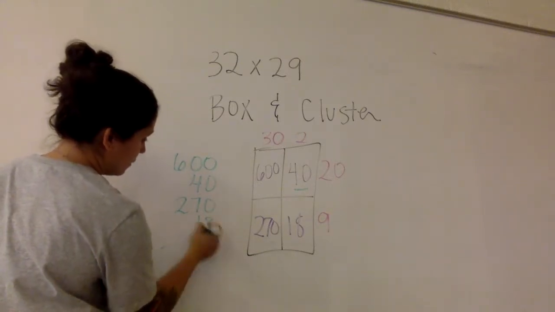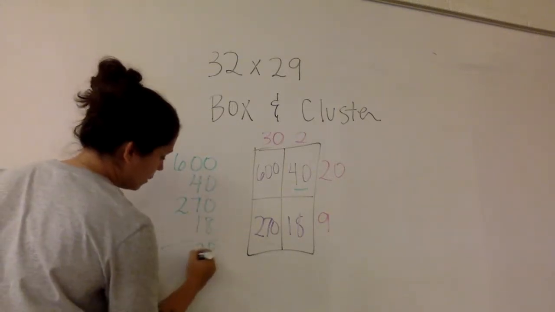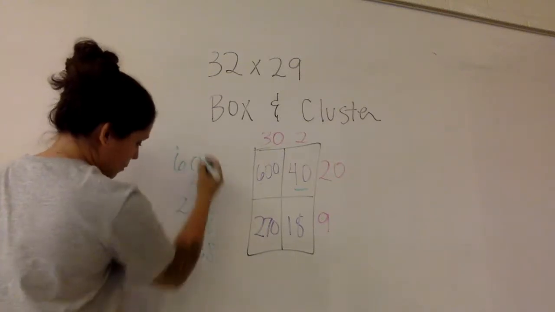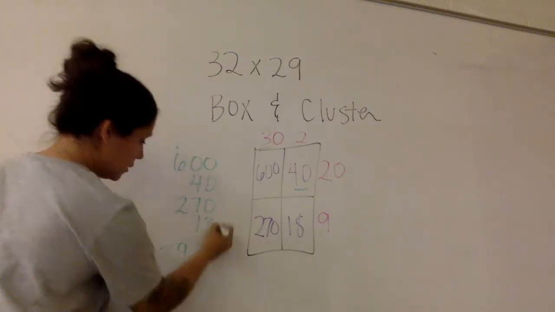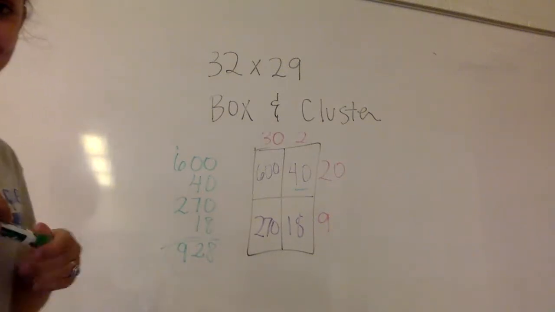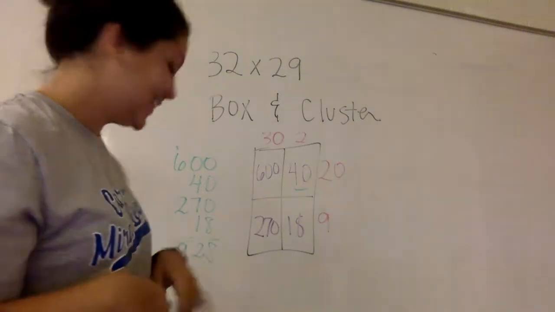8, 7 plus 4 plus 1, 6 plus 2 plus 1, 928. That is the magic number today.